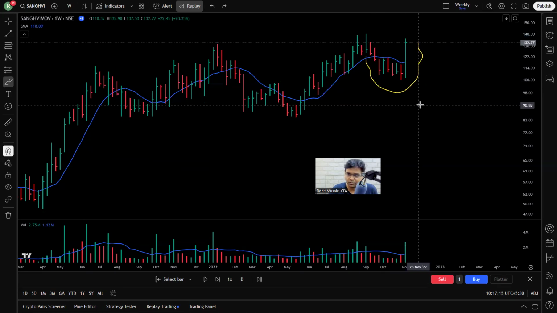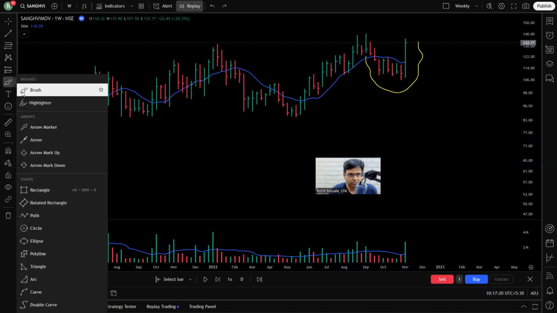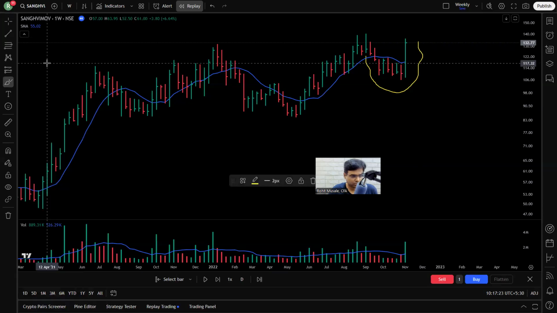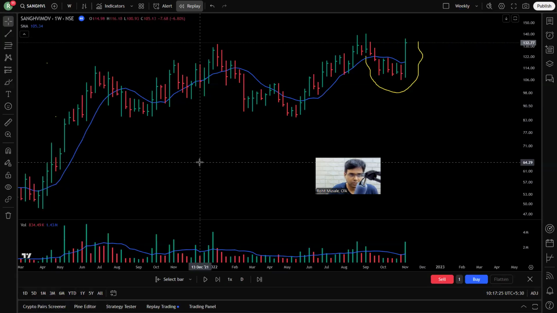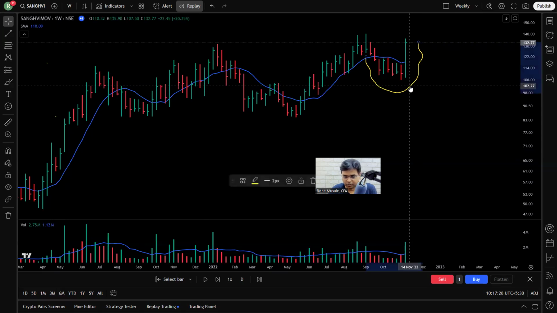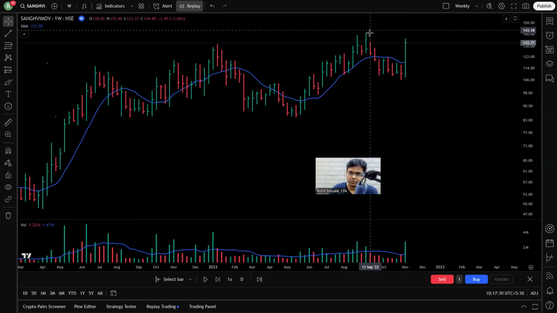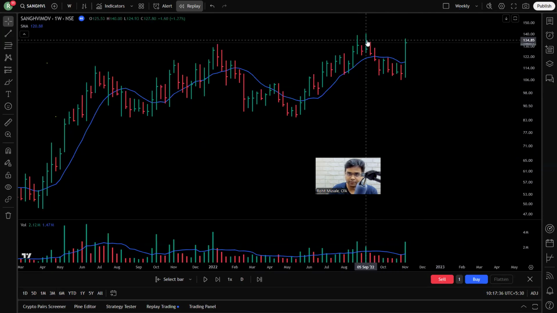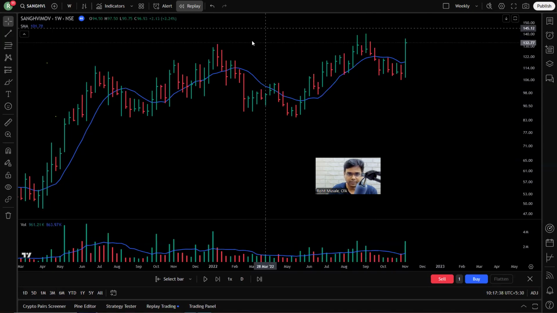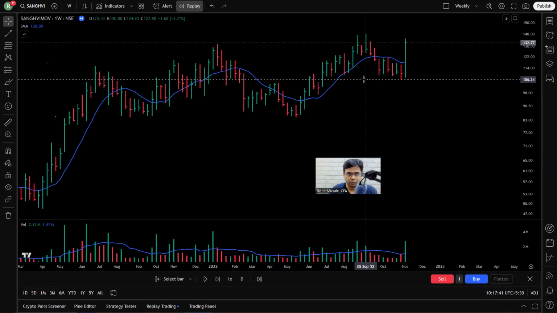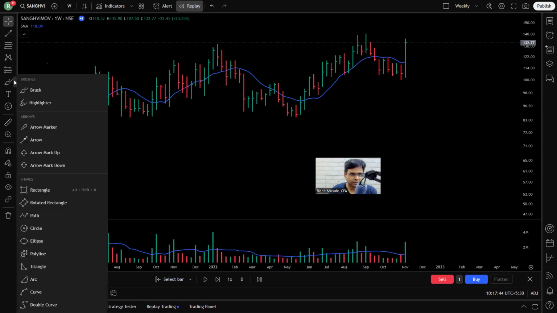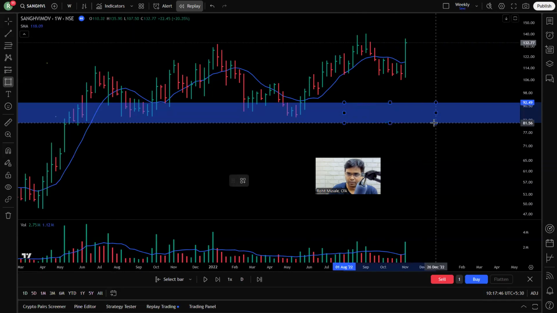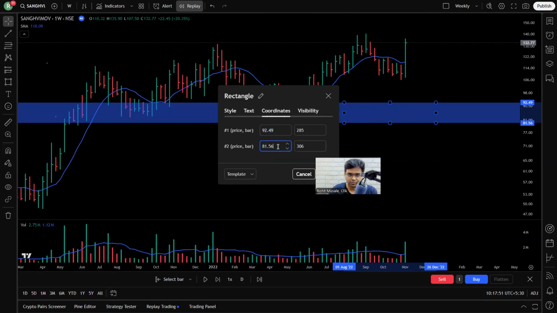So how to remove this? Just a second. I will press escape. Yeah, it's gone now. So I will remove this. Okay. So this is the cup pattern without the handle. Let us draw the pivot point, which is the high of this candle. So that is 140. So I will take the rectangle. So we'll draw the blue zone. Double click here. So this is 140.